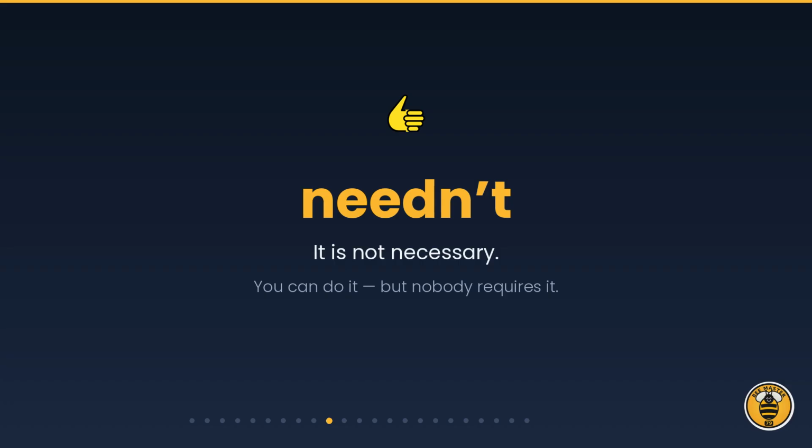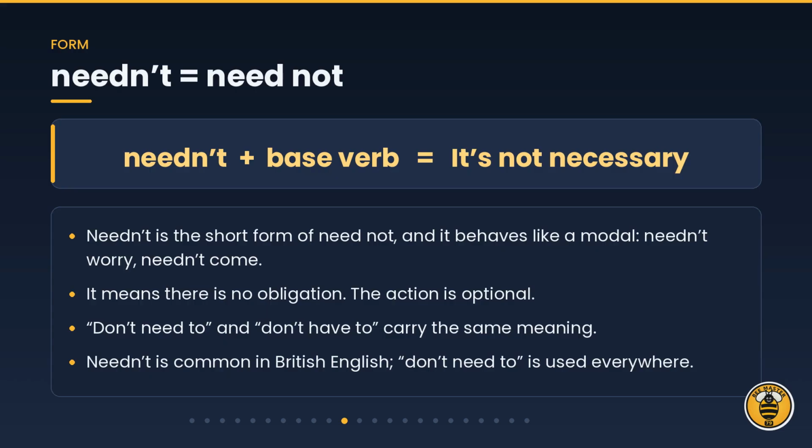And now the third word, needn't. This one is relaxed. It simply removes the obligation. Needn't is the short form of need not, and it behaves like a modal verb. Base verb again, no to, no s. The meaning is there is no obligation. The action is completely optional. You can also say don't need to or don't have to. In these sentences they mean the same thing. Needn't is especially common in British English.